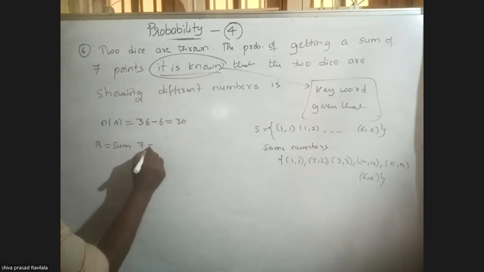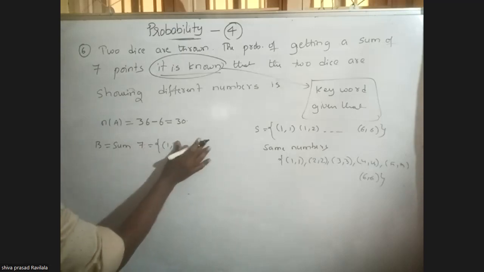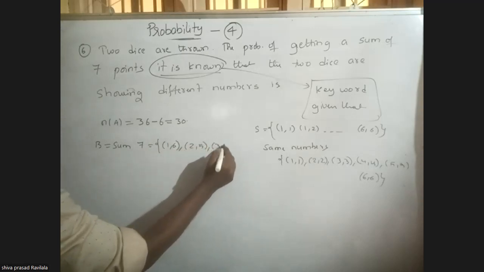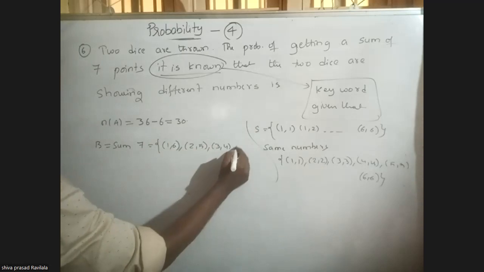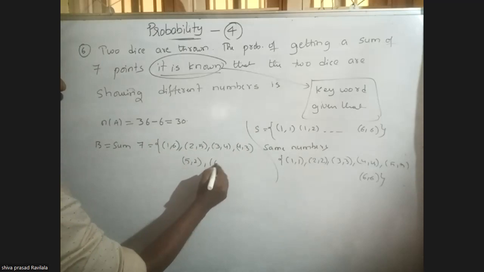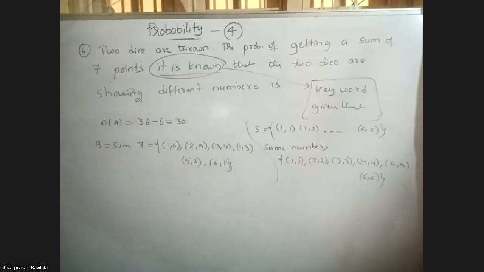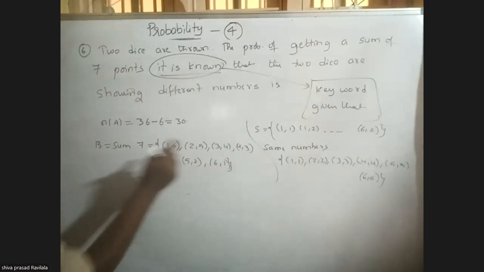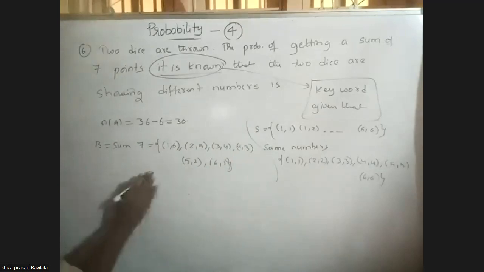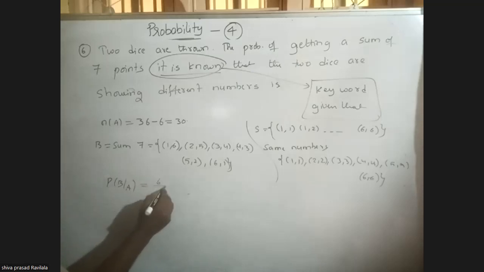Sum 7 means what are the cases? 1,6, first case. Second one, 2,5. Next one, 3,4. And next one, 4,3. And later, 5,2 and 6,1. How many count it? 1, 2, 3, 4, 5, 6. Therefore, you directly write down this one. And now P of B intersection A is this one, 6. 6 by 36, not P of A. Probability of B given A is equal to 6 by 36, which is equal to 1 by 6.